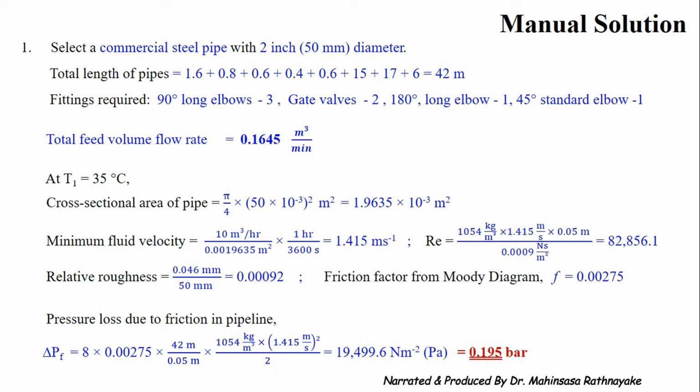The absolute roughness is 0.046 millimeters for commercial steel. So we can divide by the actual diameter and we receive 0.00092 for relative roughness. And using the Moody diagram, we can calculate the friction factor is equal to 0.00275. Substituting all the values into the pressure loss formula, we can calculate the pressure loss due to friction in pipeline is equal to 0.195 bar.